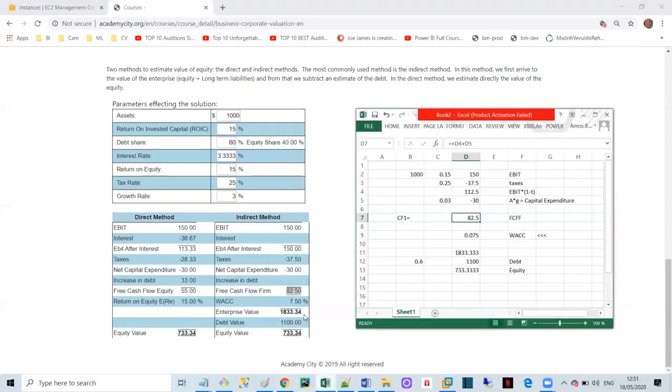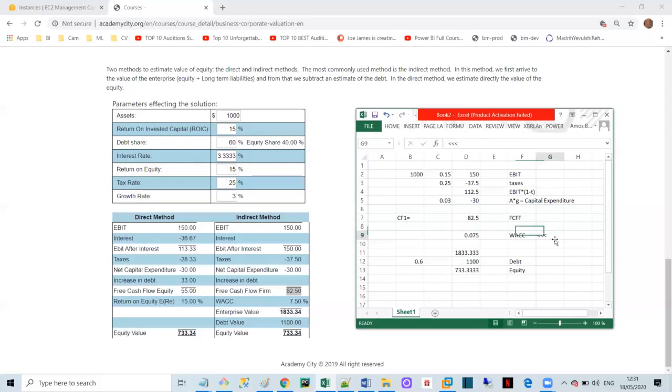Okay, good. Then after we get the value of the company, we are told that 60% of it belongs to the debt holders. That means 60% of this amount, it's 1,100. That's the amount of debt, the market value of the debt of this company. And the rest is the equity value, which is 40% of the value of the company.